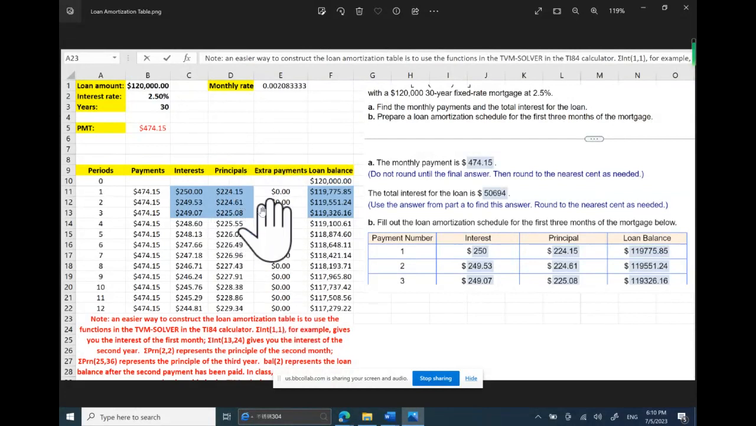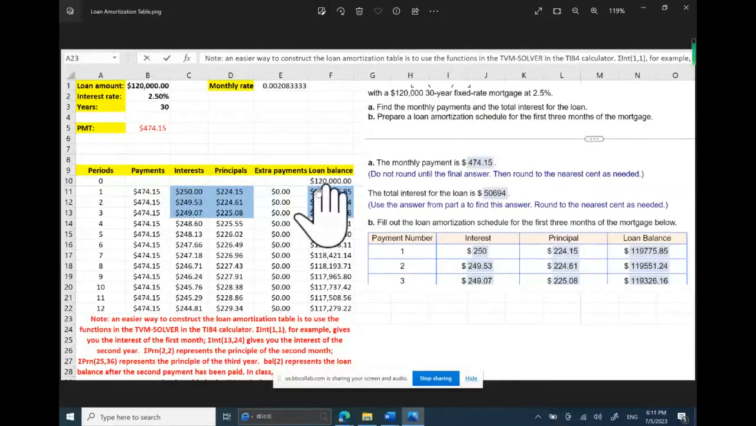And do not worry about the extra payment. Sometimes people want to pay extra, then they get the mortgage paid off earlier. We do not consider that case. So this column is all 0. And the last column right here is the loan balance.